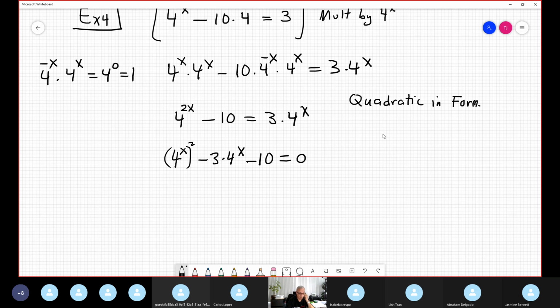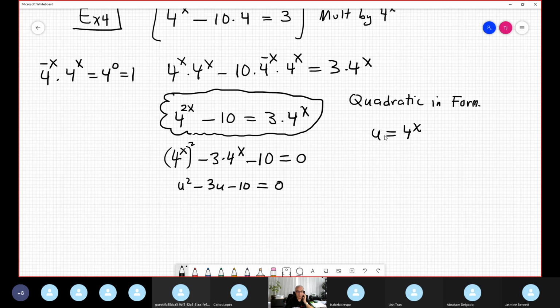Wow. If, for example, you are doing u substitution, u equal 4 to the x, you have here u squared minus 3u minus 10. You see the transformation there? So you realize that this equation is quadratic in form. How do you know that? What is the clue that gives me that information? Well, we have an expression here, 4 to the x, and we have a duplicate exponent. It's a square, and using u substitution, you convert this ugly equation into one nice quadratic equation, no?